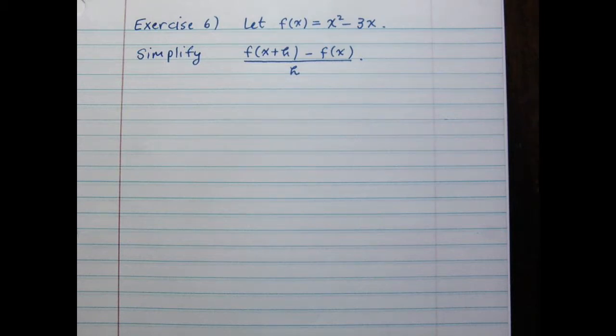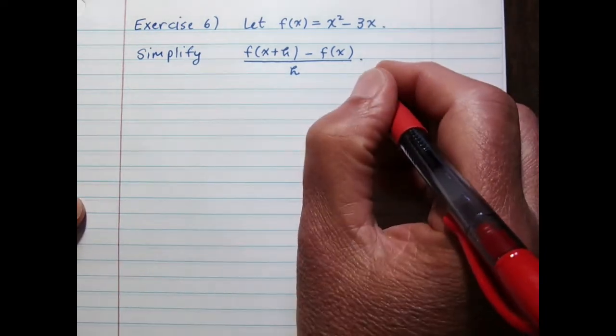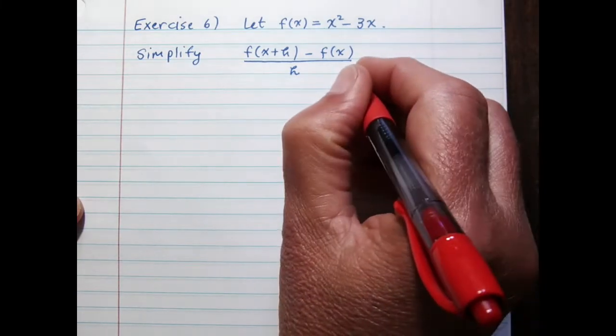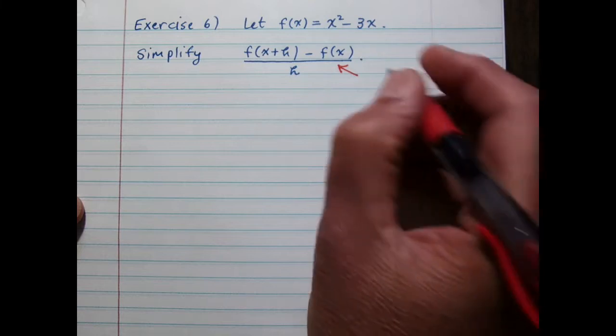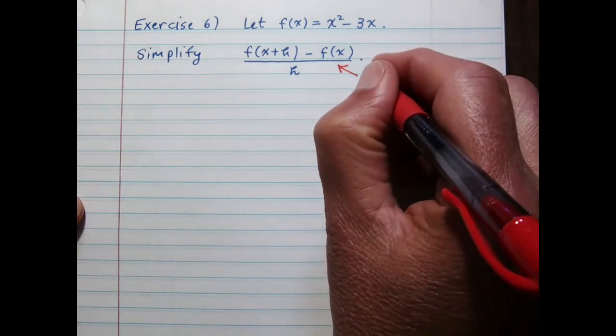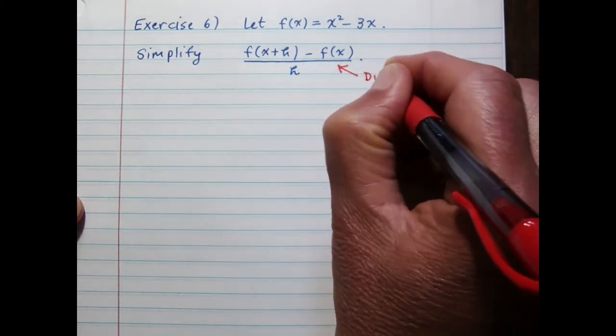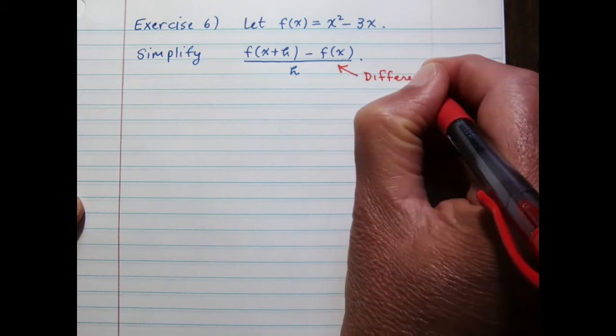Exercise 6 involves the function f of x equals x squared minus 3x, and we want to simplify f of x plus h minus f of x over h. This is a pretty involved problem, and it's an important kind of skill to learn that this formula here, f of x plus h minus f of x over h, is a very famous formula from calculus. It's called the difference quotient.